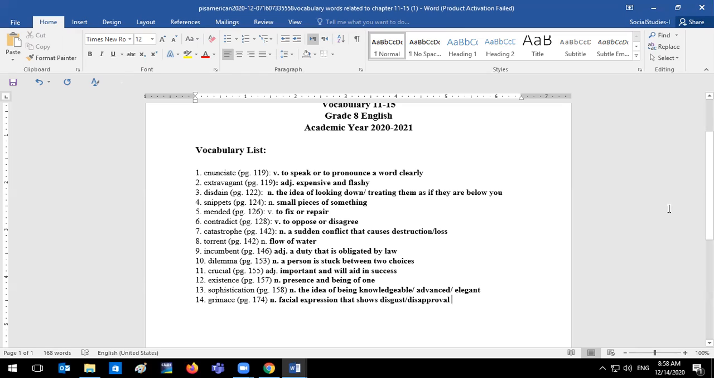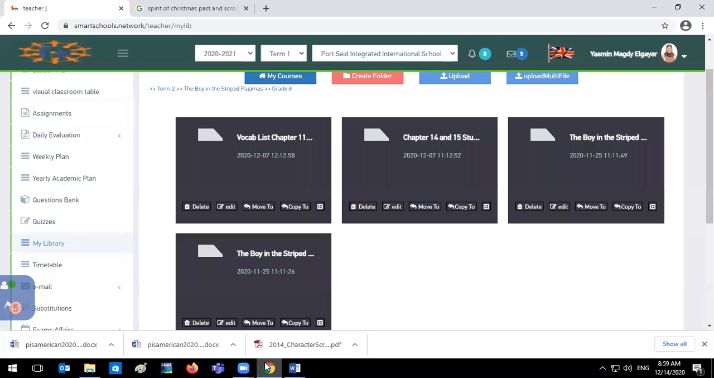Any questions about the vocab? If you guys have any questions about the vocab... No? Okay, so all these vocabs are the vocab that are coming on the quiz on Wednesday. All right. Does anyone have any questions regarding the study guides of 11 to 12, 13 to 14, and 15?